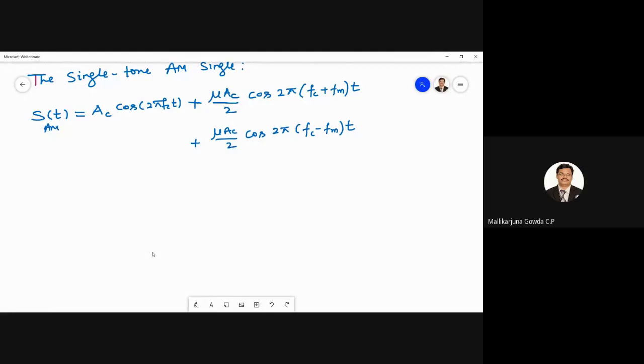Just now I wrote e power j theta is what and cos theta is what, right? Now, with respect to that, is it possible to express this equation in the exponential form? For the first term, how can I express only the real part of AC cosine of 2π FCT?